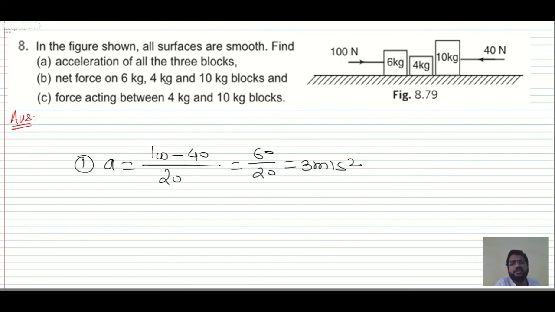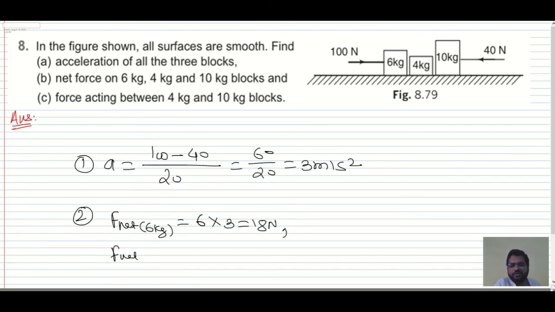Net force on 6 kg, 4 kg, 10 kg. Net force on 6 kg, it is the mass into acceleration. So net force on 6 kg is mass of this block into the acceleration is 3, so 18 Newton. Net force on 4 kg, mass into acceleration, 4 into 3, which is 12 Newton. Net force on 10 kg, mass into acceleration, that's it, 10 into 3, which is equal to 30 Newton. So I hope this is clear.